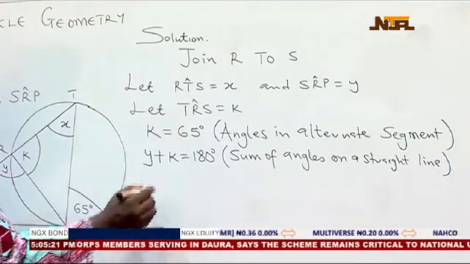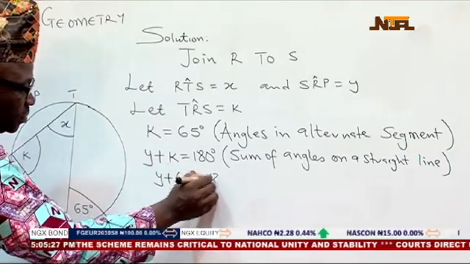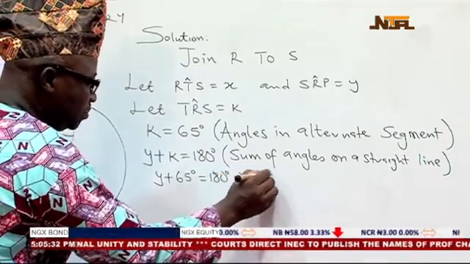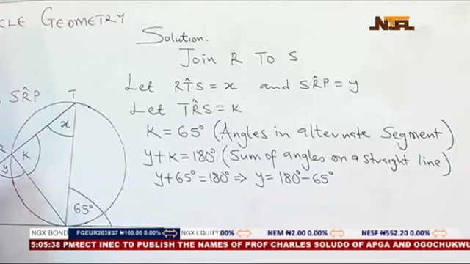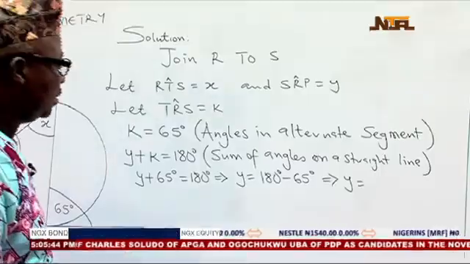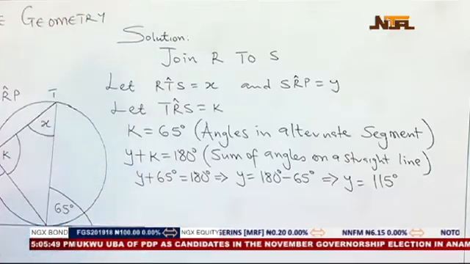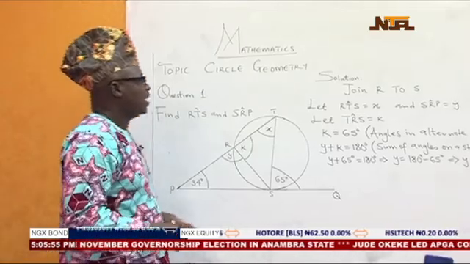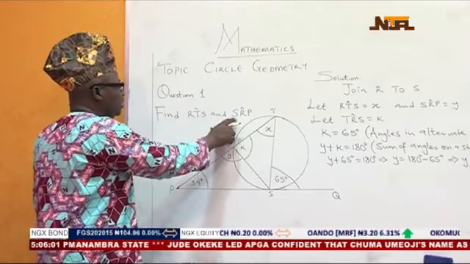We know that K is 65, so we have Y plus 65 degrees is 180. So that implies that Y is going to be 180 degrees minus 65 degrees. So this implies that Y is going to be 115 degrees. So we've been able to find the value of Y. And Y stands for angle SRP. So we are done with this.